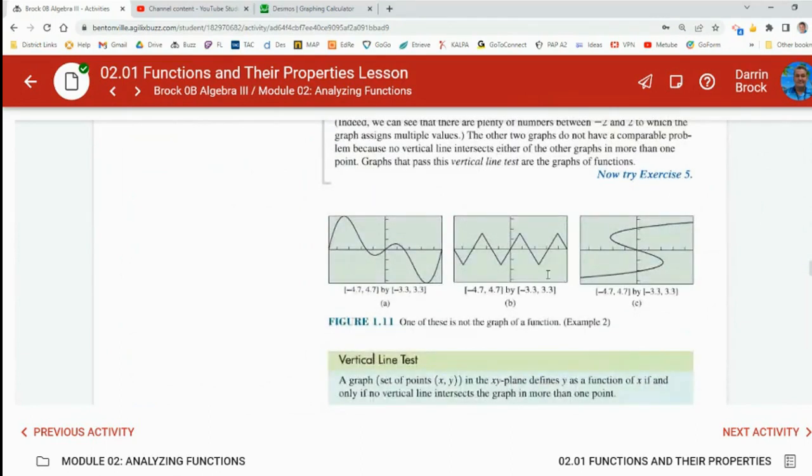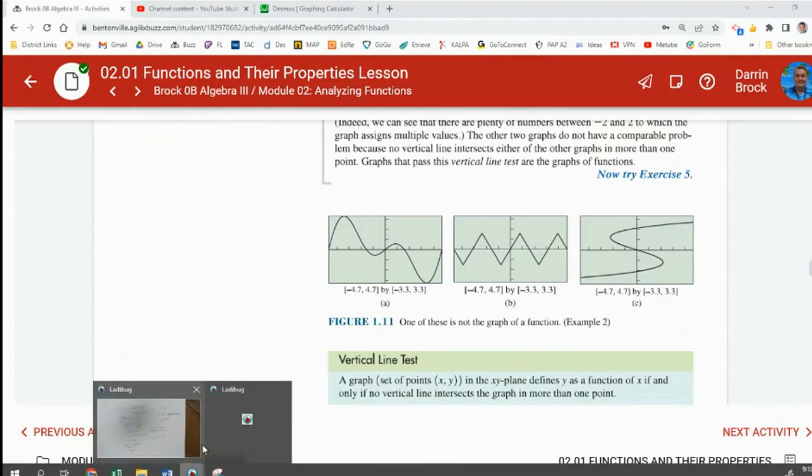Let's see. Oh, graphs of functions. If we have a graph and we want to know, is the graph a function? That's actually a very easy test. One of these is not the graph of a function. Well, we just said each x should only have one y.